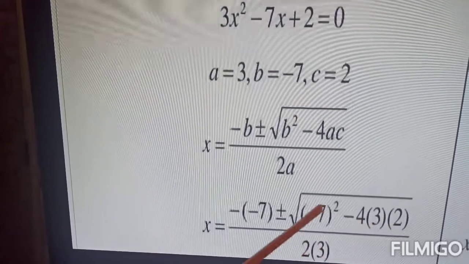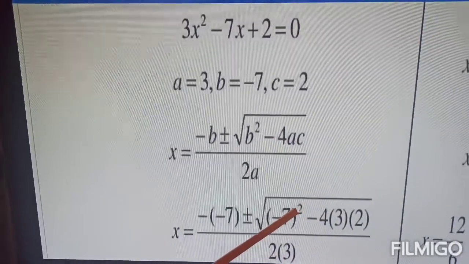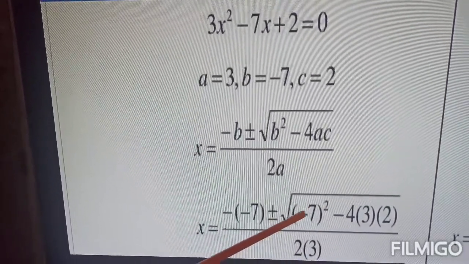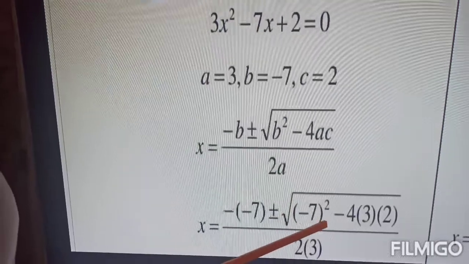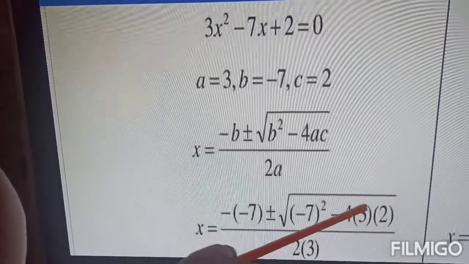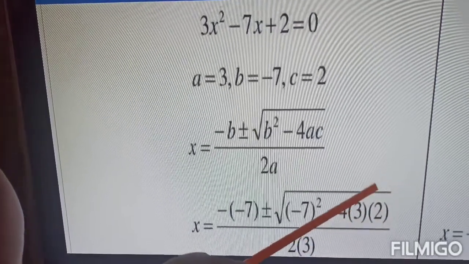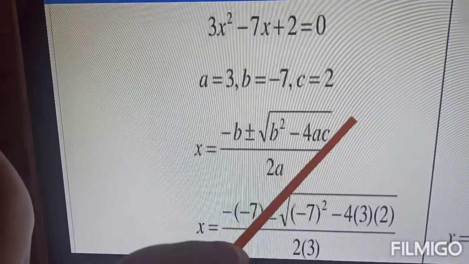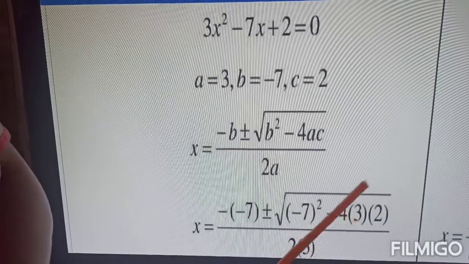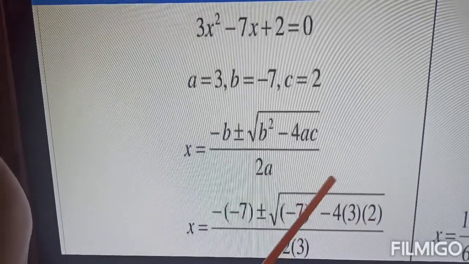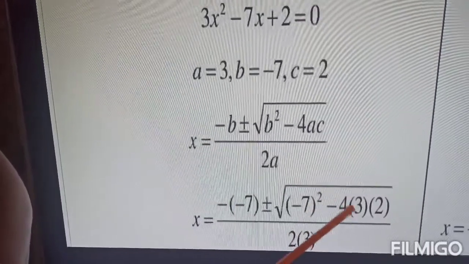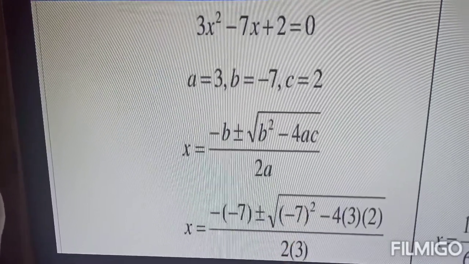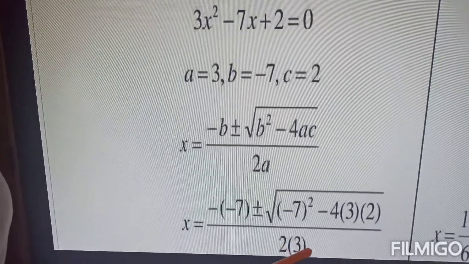Okay. Now simplify this part. 7 square is 49. By squaring, minus goes to plus 49. Then multiply these 3. 4 threes are 12, 12 twos are 24. Minus 24. This is plus 49. In that 49, I have to subtract 24, that will get 25. So plus 49 minus 24 gives plus 25. In the denominator, 2 into 3 becomes 6.